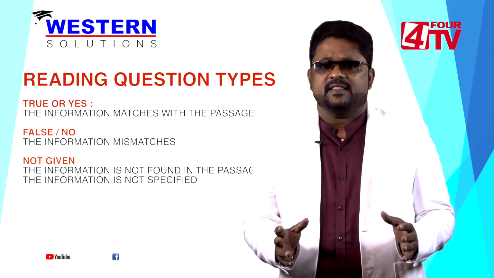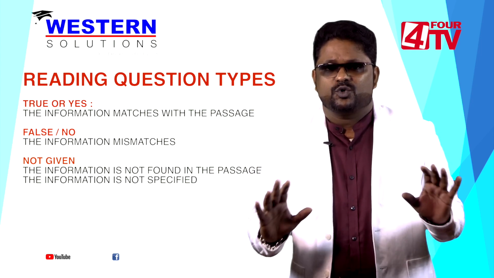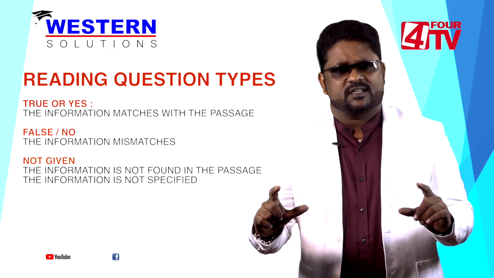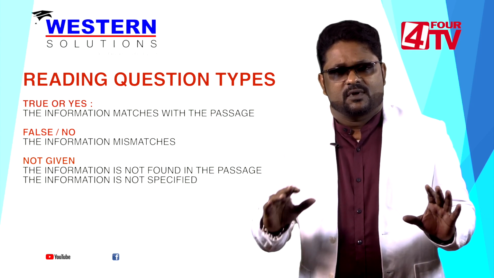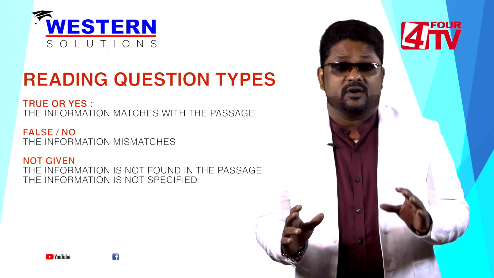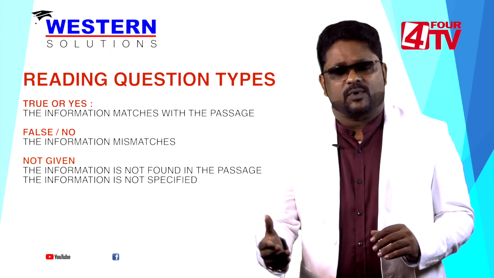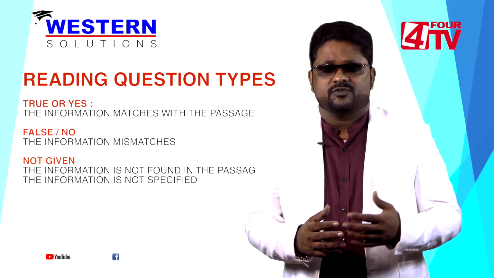First of all, anything that is given in the passage is true. Anything that is explained in the passage as it is, is always true. Now, when you go to false or true or yes, it is the same. When you talk about the next one, false or no, how does it work?